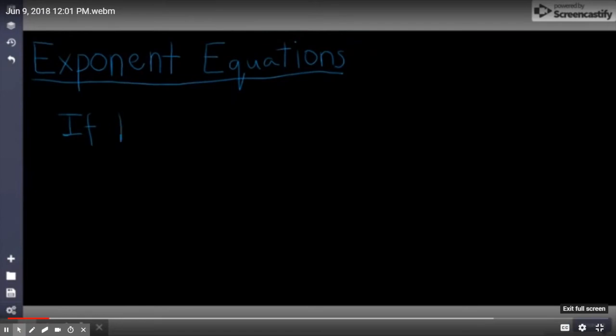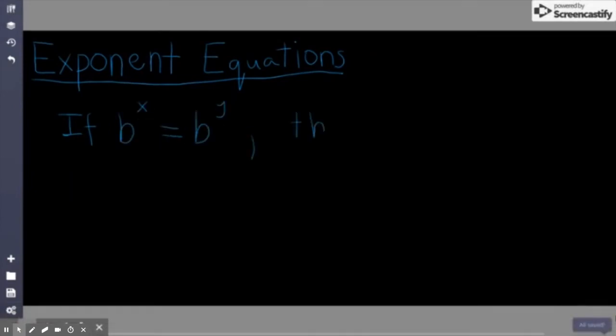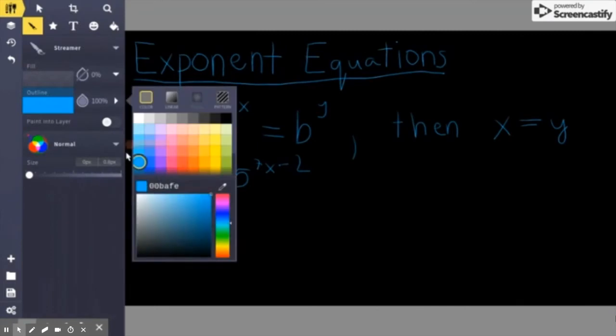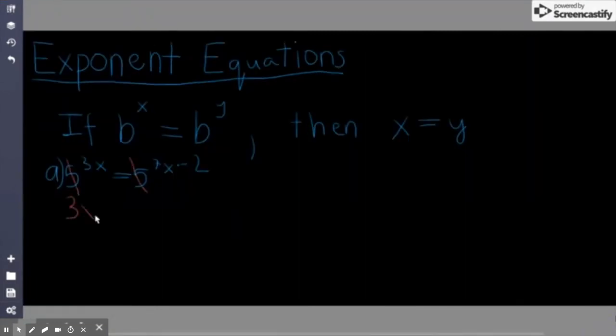Today we will be learning about exponent equations. So, if b to the power of x equals b to the power of y, then x equals y. For an example, 5 to the power of 3x equals 5 to the power of 7x minus 2. Since the bases are the same, we can cross out the 5's and we're left with 3x equals 7x minus 2. Then we just solve for x and we get x equals 2.